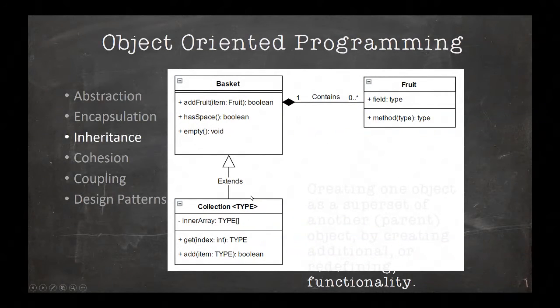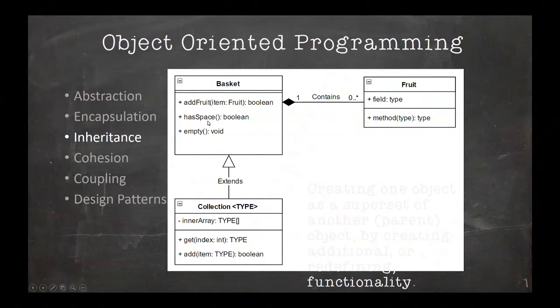We now have a collection. It's a different arrow. You'll notice the endpoint is different, and it means that collection has been extended to become basket. So basket has taken on all of the properties of collection, and this is where the private and public matter. As the basket still will not see the private members of collection, it will just see the public members, get and add. And then it can add things to it.